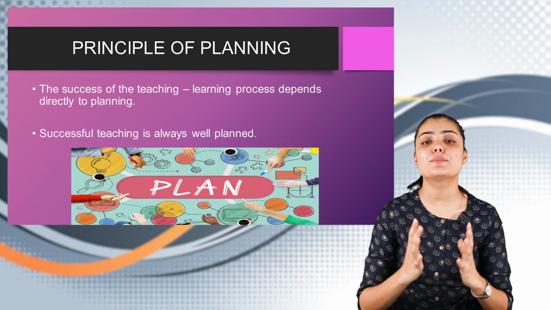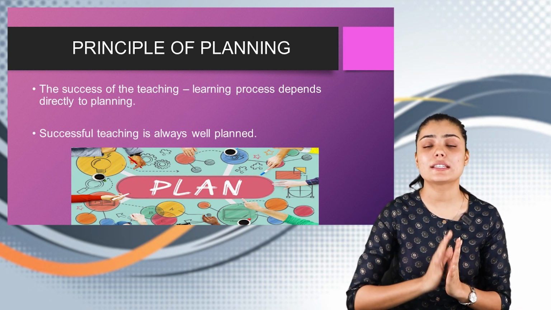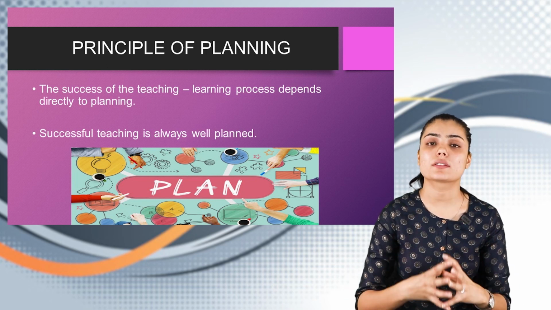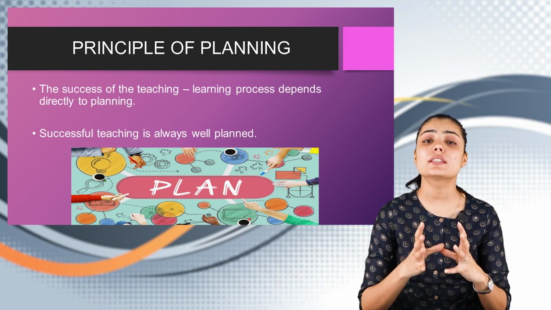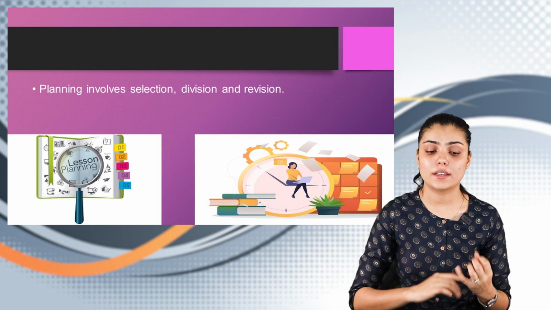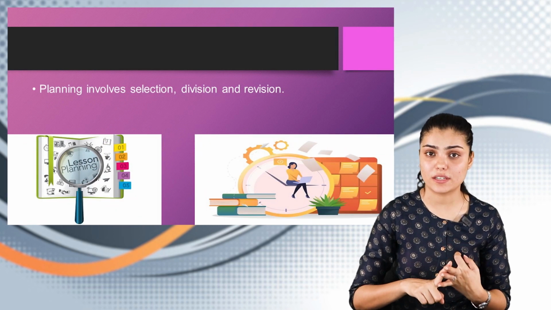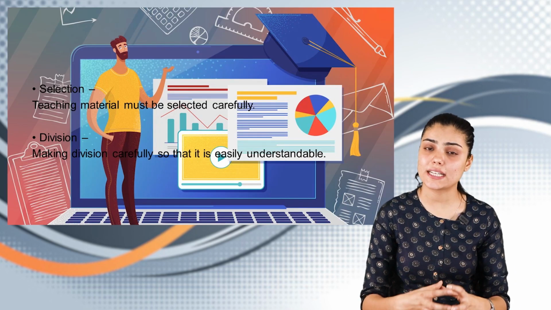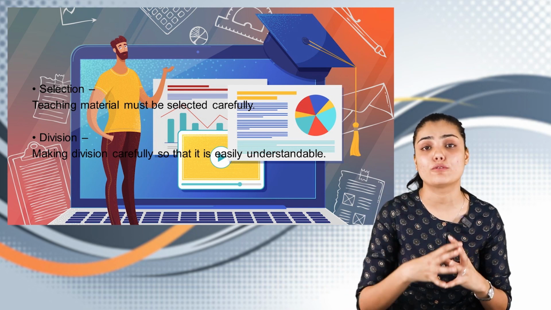Next, we have the principle of planning. The success of the teaching learning process largely depends on planning. For any process to be carried out properly, we need proper planning. So successful teaching is always well planned. Now, planning involves selection, division, and revision. As discussed, what is selection? Selecting the appropriate content, selecting the appropriate AVA, selecting the appropriate method of teaching.